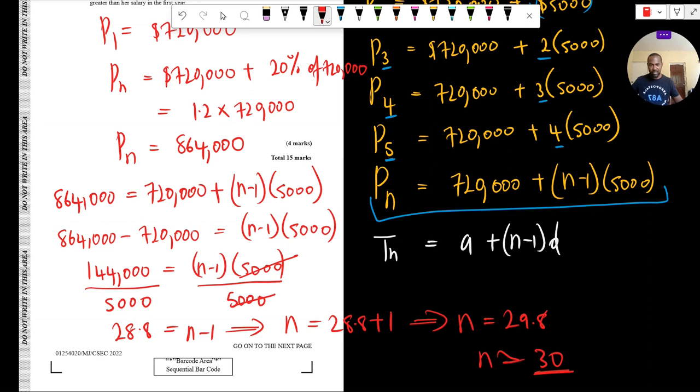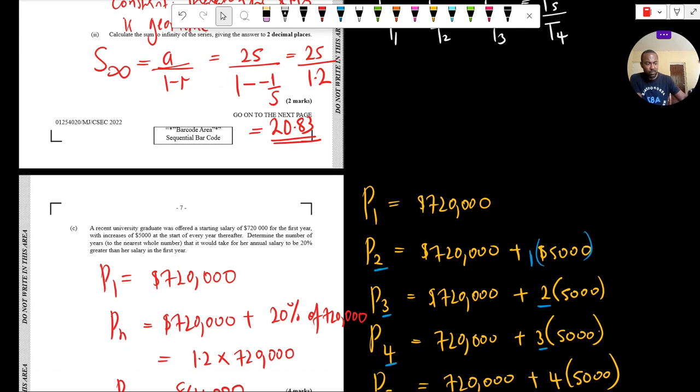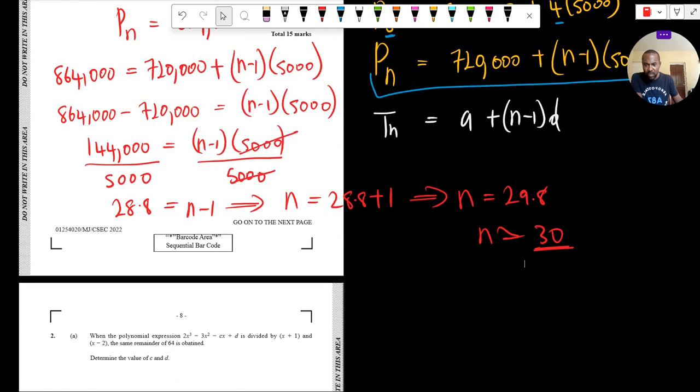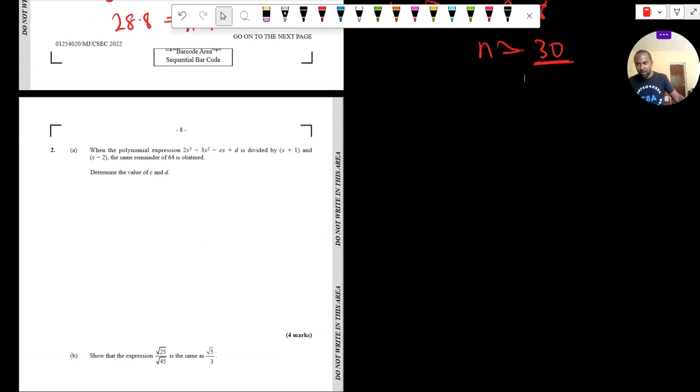So therefore, she will be getting a salary of approximately 20% of her first year salary in the 30th year of her employment. All right. So that is the end of question 1 of this paper. This is actually 2022. And so we'll now move on to question 2, which of course is the second question in section 1 of the exam. Right? So let's look at number two.